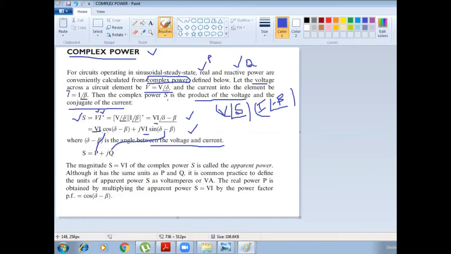This cos of (delta minus beta) is called the power factor. If you want to get the real power, the power factor has to be multiplied with VI, that is the apparent power, and if you want to get the reactive power, VI is multiplied by the sine of the angle between the voltage and the current. In this manner you can get the complex power.